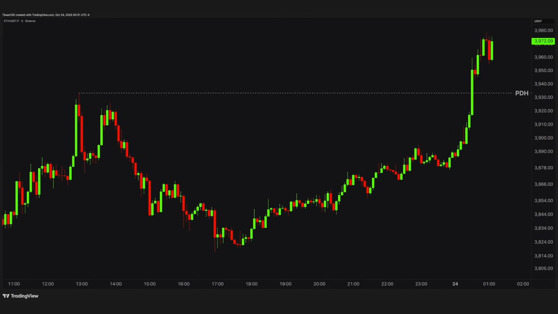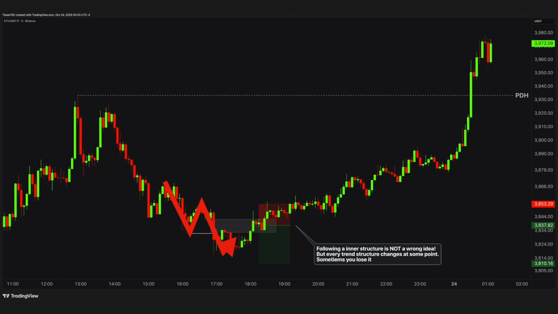Now let's take a look at the Ethereum chart, which actually looks pretty similar to Bitcoin. The trend was quite bearish at one point, constantly making lower lows. So taking a short trade during that time wasn't a bad idea at all. It was actually a pretty solid setup.